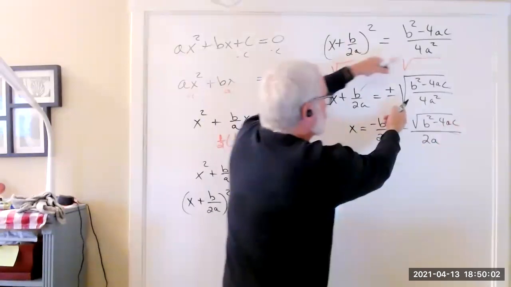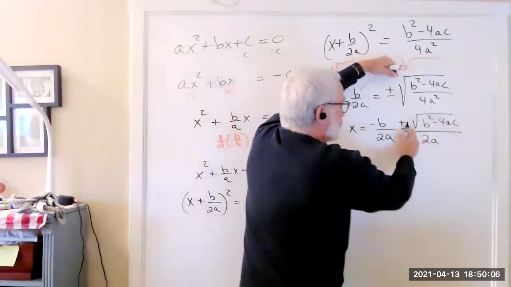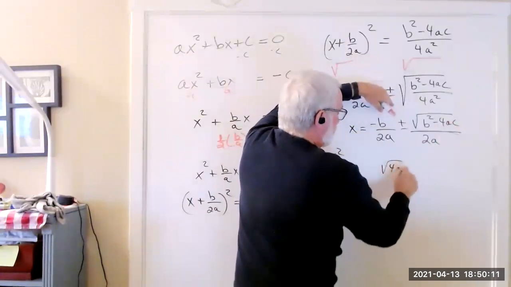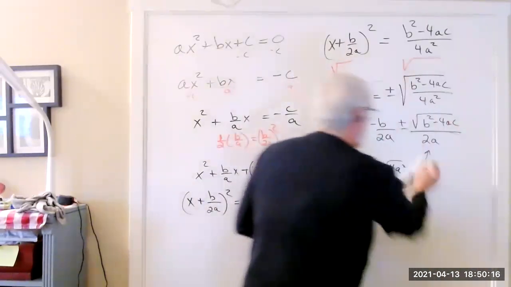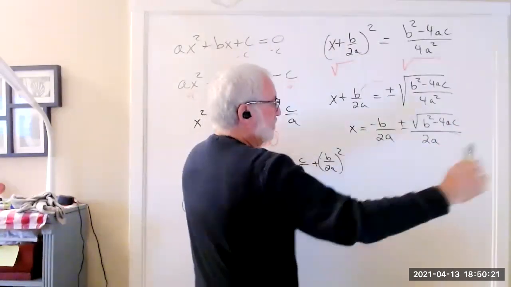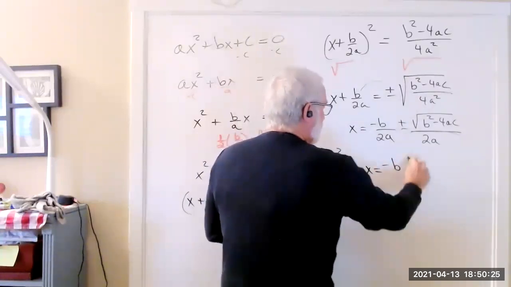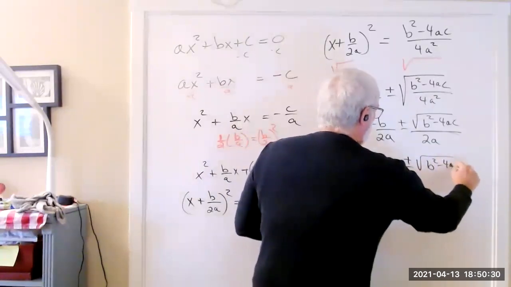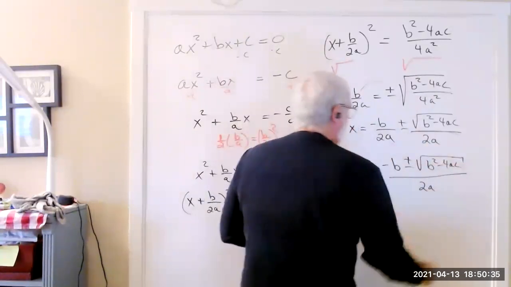Okay, so take the square root apart, which we're allowed to do. The numerator just stays ugly, but the denominator is the square root of 4a squared, which becomes just 2a. It's a perfect square. All right, we're almost done. Hey, look, they have the same denominator, so I could push them back together. x is negative b plus or minus the square root of b squared minus 4ac, all divided by 2a.